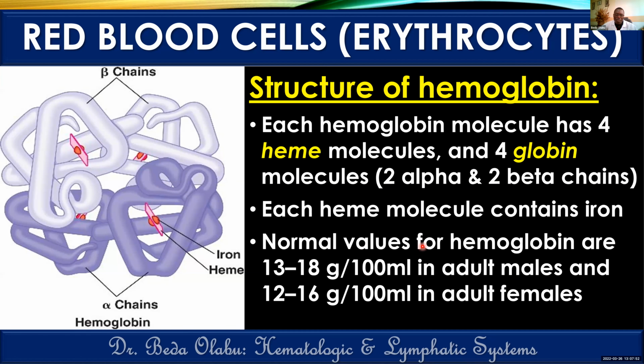The normal values for hemoglobin are usually about 13 to 18 grams per 100 ml of blood in adult males. We usually just call that the HB. The normal HB for females is slightly lower than the one for adult males. There are different cutoffs that we use to define whether someone is anemic. We'll talk about that shortly.